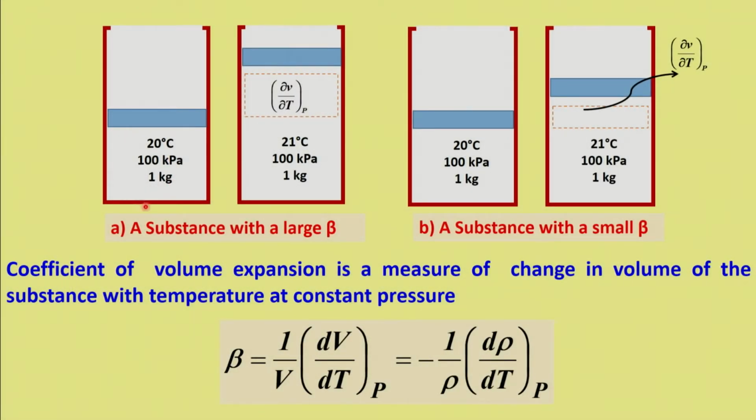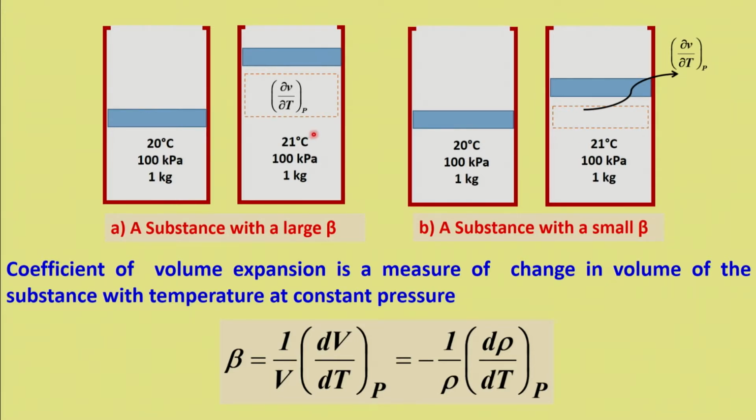This is the air which is filled at 20 degrees Celsius. You have increased the temperature from 20 to 21. So what has happened? The volume has expanded, the piston has moved up. So del V by del T at constant pressure has increased. Now you see the next figure, you have 20 degrees Celsius, 100 kilopascal, 1 kg, it has become 21, but the increase in the volume is not much.